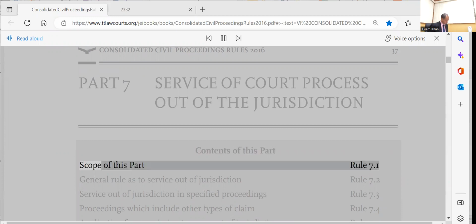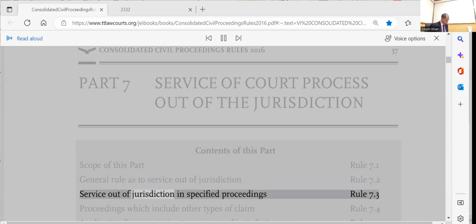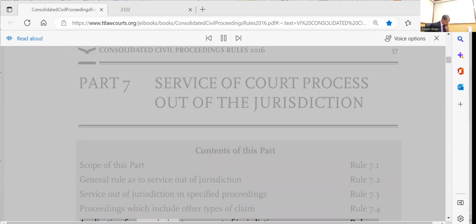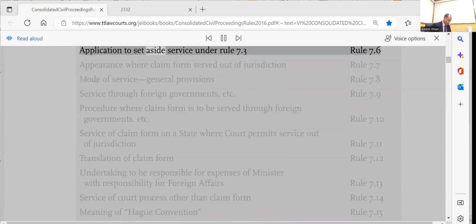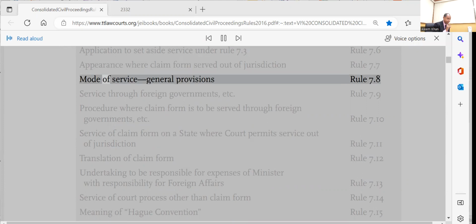Contents of this part. Scope of this part. Rule 7.1 General rule as to service out of jurisdiction. Rule 7.2 Service out of jurisdiction in specified proceedings. Rule 7.3 Proceedings which include other types of claim. Rule 7.4 Application for permission to serve out of jurisdiction. Rule 7.5 Application to set aside service under Rule 7.3. Rule 7.6 Appearance where claim form served out of jurisdiction. Rule 7.7 Mode of service.